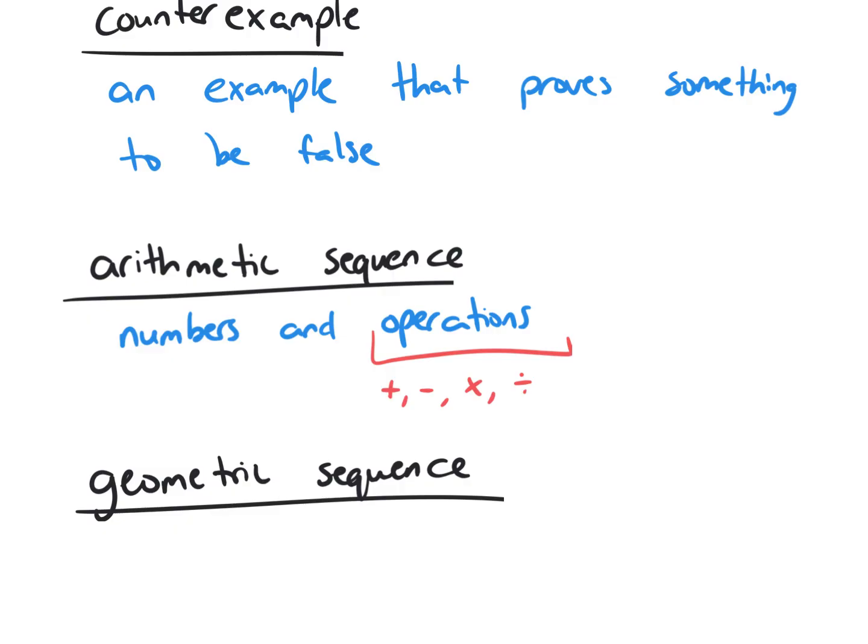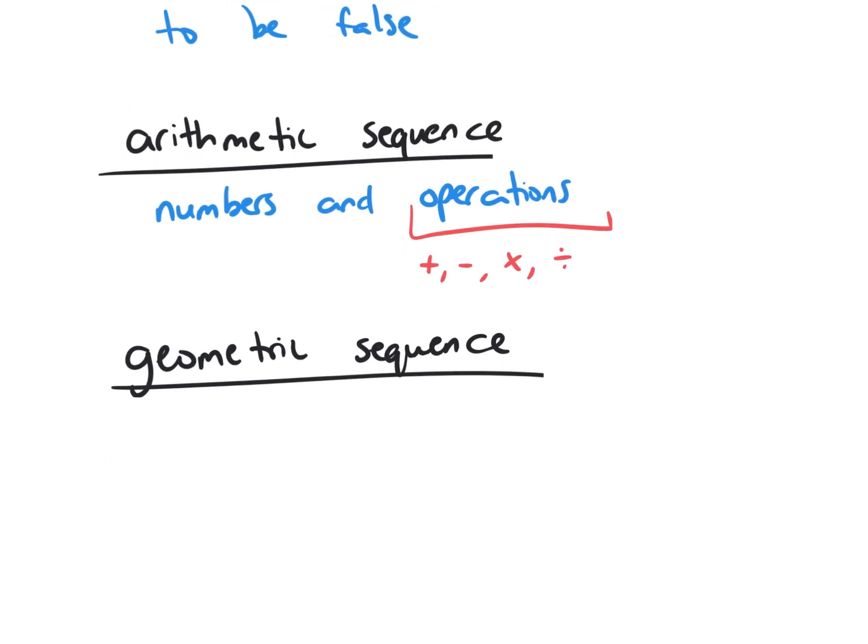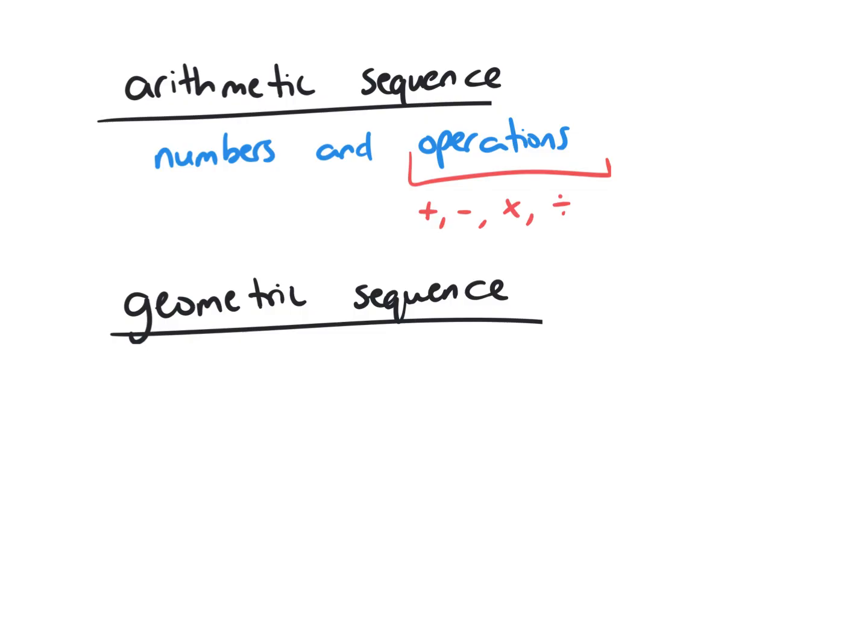Multiplication. Okay, so we turned it into an arithmetic sequence. So if arithmetic sequences are numbers and operations, what is geometric? Shapes, pictures, and colors. Okay, so this could be graphs, drawings, images, it can be anything, as long as there are no numbers.